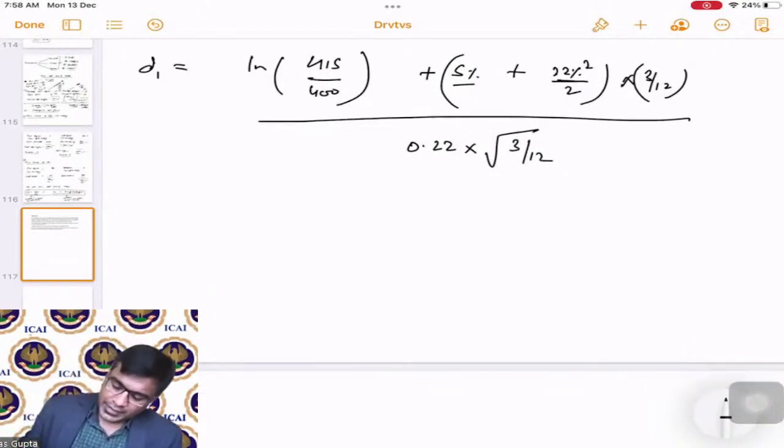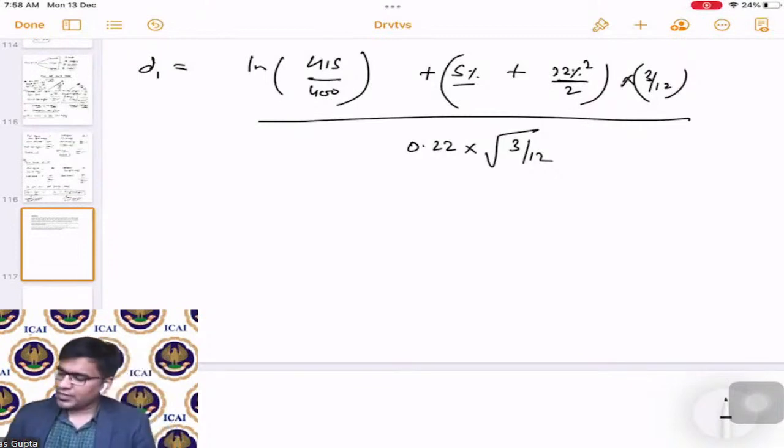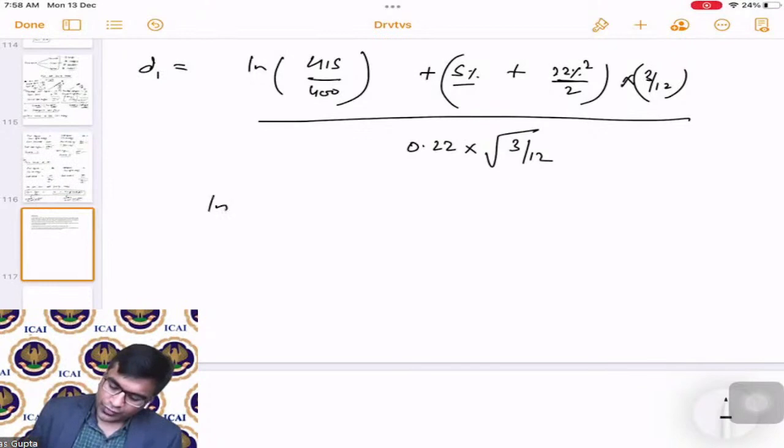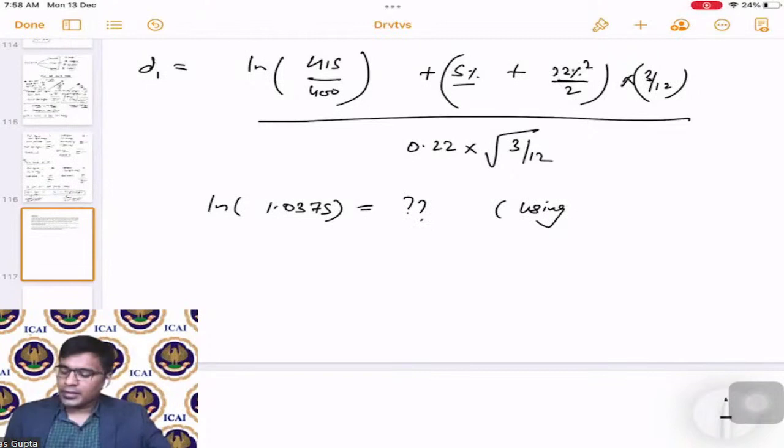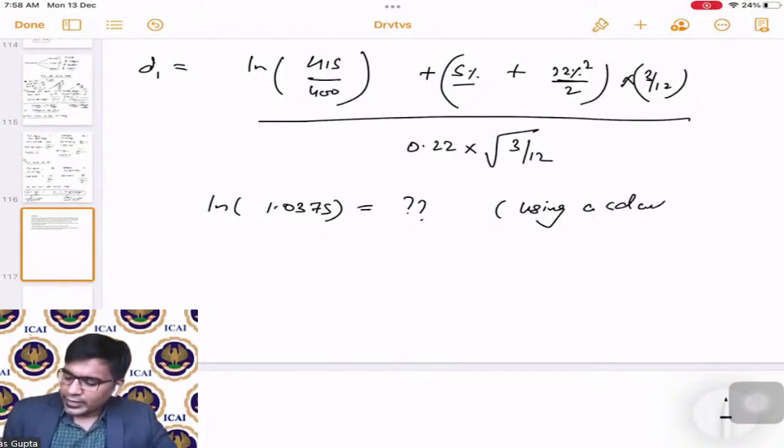Now, if you see this, there is a natural log we have to calculate, which is 415 divided by 400. So the natural log of 1.0375, how can it be calculated using a calculator? In case of using a calculator trick, correct? Most of you would know this also.